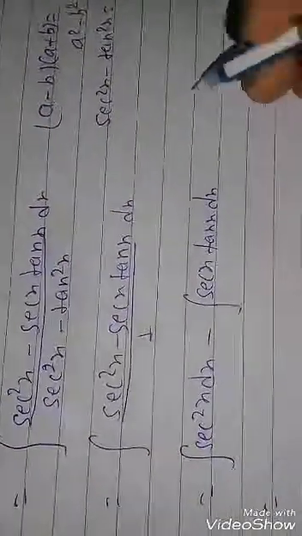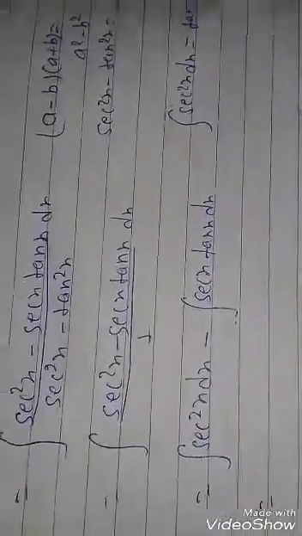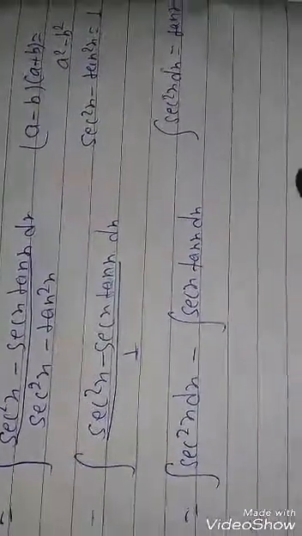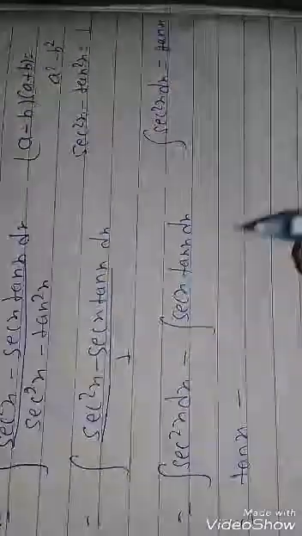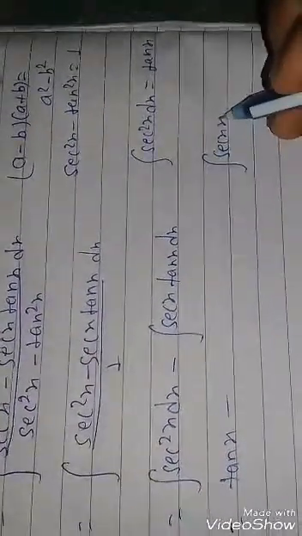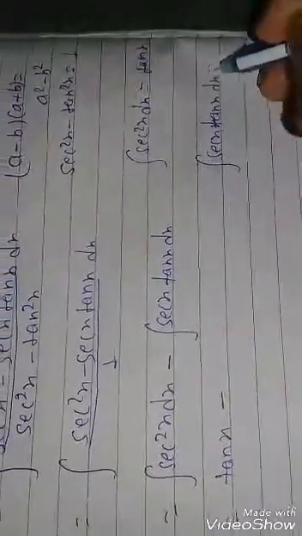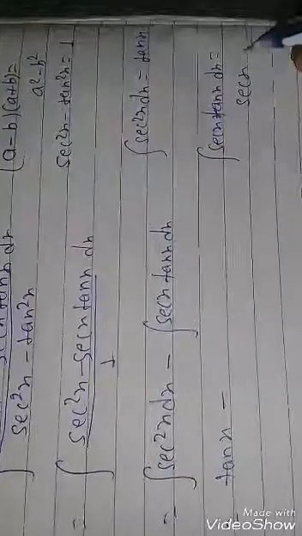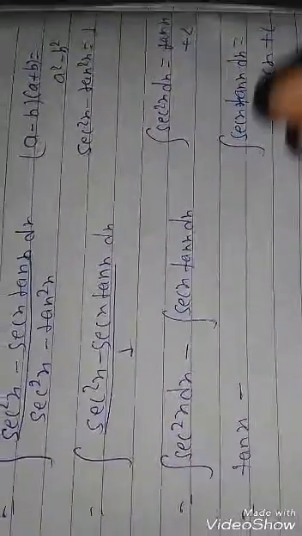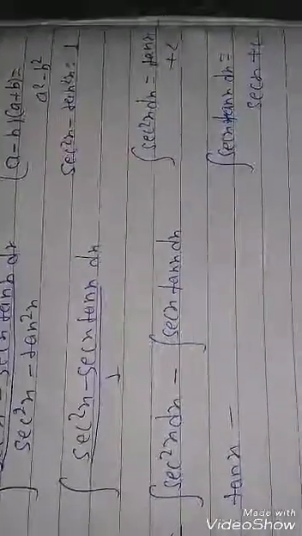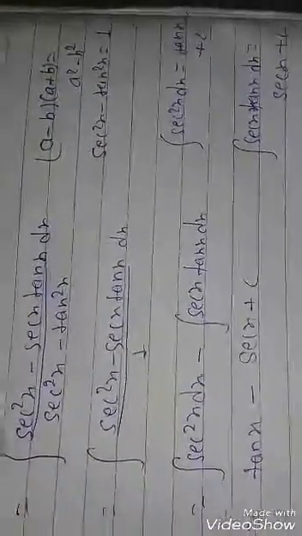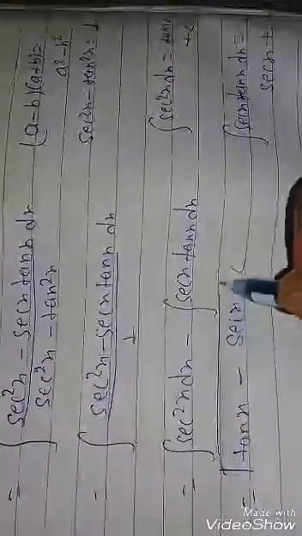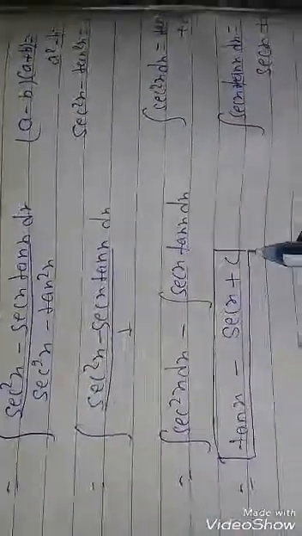Again, we have a formula: integration sec square x dx is equal to tanx. So we put here tanx simply, and again we have a formula for secx tanx dx equals secx plus c, here also plus c. So let's put here integration secx tanx dx equals secx plus c, which is our required answer. So we can solve this question by this method simply.